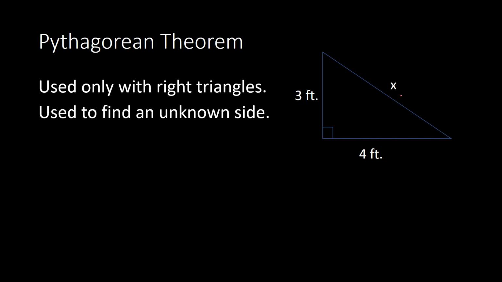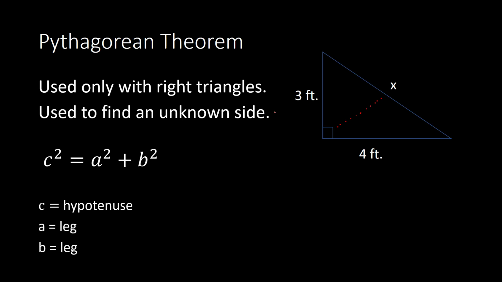Now the formula, or the theorem, says that c squared equals a squared plus b squared, where c is your hypotenuse. Your hypotenuse, by definition, is the longest side and will be across from this right angle. So here's the right angle, x would be across from that, so this x, this long side over here, would be your hypotenuse. And then a and b are your legs. So the other two sides would be a and b.